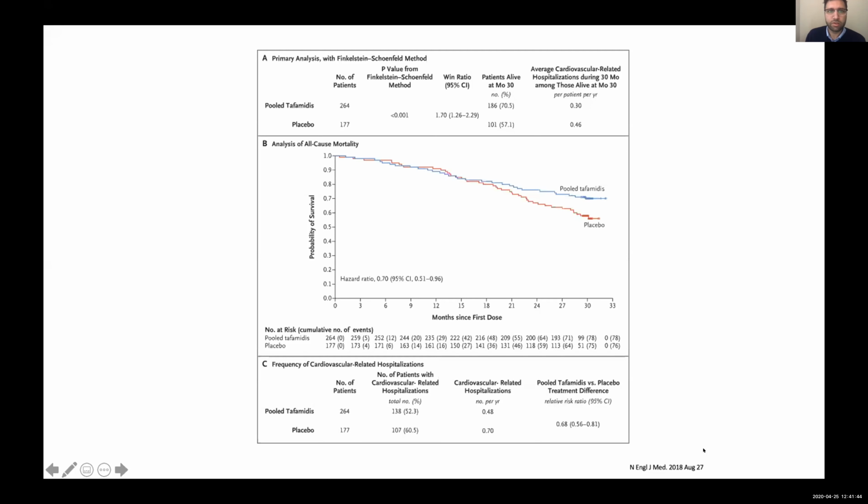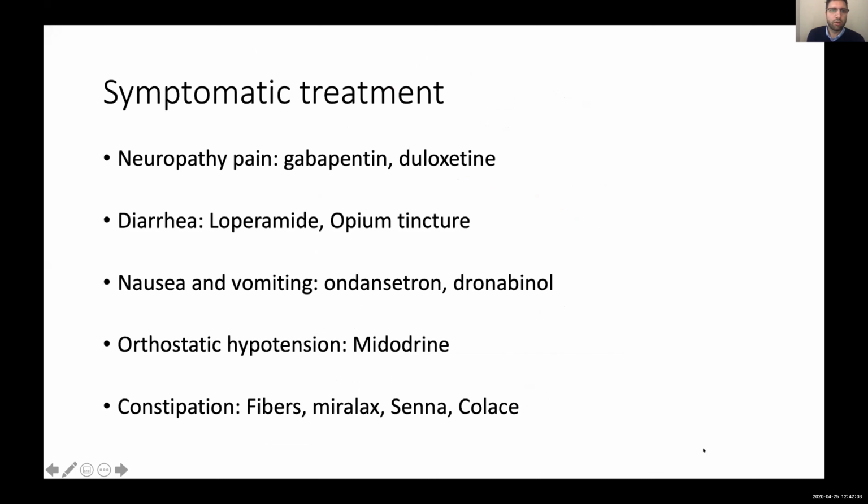The other thing with this study on tafamidis is that it included both wild type and hereditary ATTR, and the majority of patients were wild type. So it's a little bit difficult for us neurologists to know how much it would help with the hereditary form as well. So that being said, we move to symptomatic treatment.